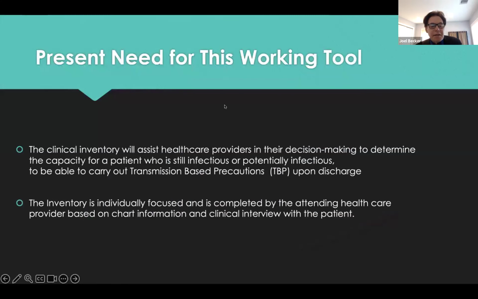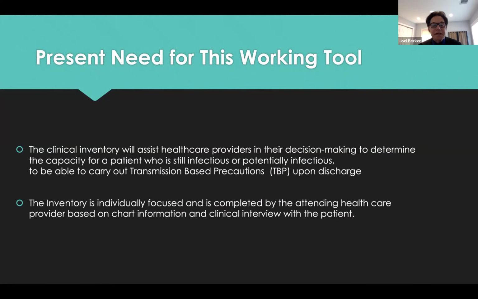At the time and currently, it appeared to me that we need a tool that can be objective and that could look at capacity to engage in transmission-based precautions for patients who are still infectious or who remain potentially infectious. And this tool can be used easily in different environments. It's an app-based tool which can be used on a tablet or on an iPhone or Android phone.